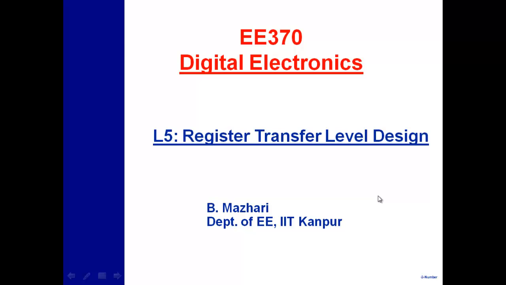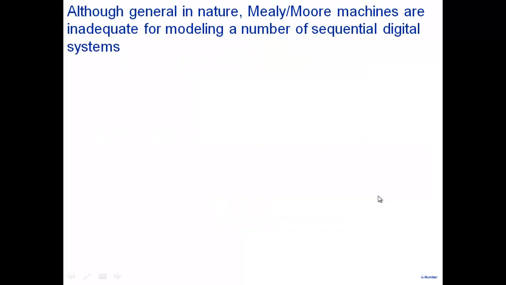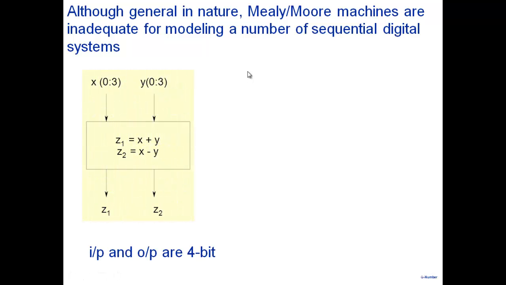Okay, so let's start. In the last lecture, we had seen that the two sequential systems, Mealy and Moore, that we had discussed are, although very general in nature, inadequate for modeling a variety of sequential digital systems. And we had seen this particular example.